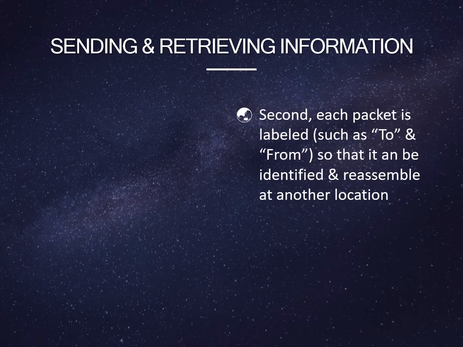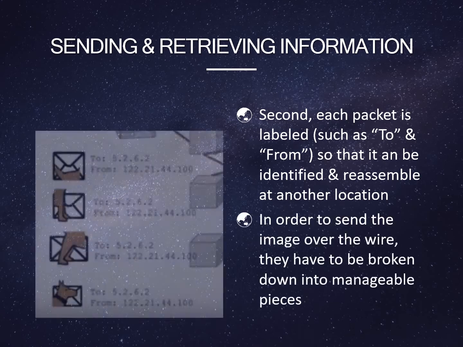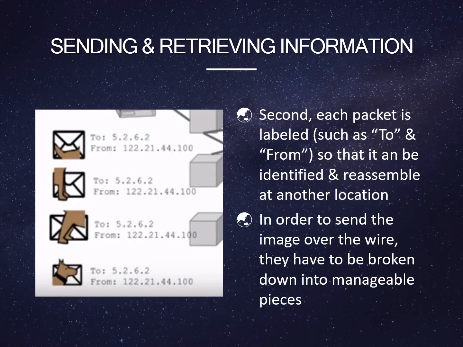Second, each packet is labeled, such as to and from, so that it can be identified and reassembled at another location. In order to send the image over the wire, these images have to be broken down into manageable pieces. If you look at the image example, you will see that each piece has a to with the same IP address, and each image piece, or packet, has a from with the same IP address.